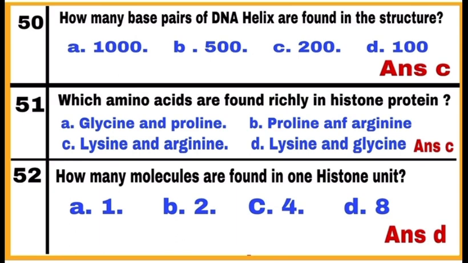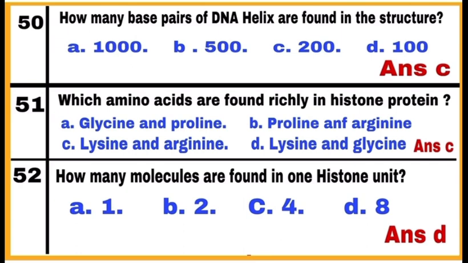Question 50. How many base pairs of DNA helix are found in the structure? 200 base pairs of DNA helix are found in a nucleosome. So here mark C as the correct answer. Question 51. Which amino acids are found richly in histone proteins? The amino acids lysine and arginine are present in histone protein. So here mark C as the correct answer.